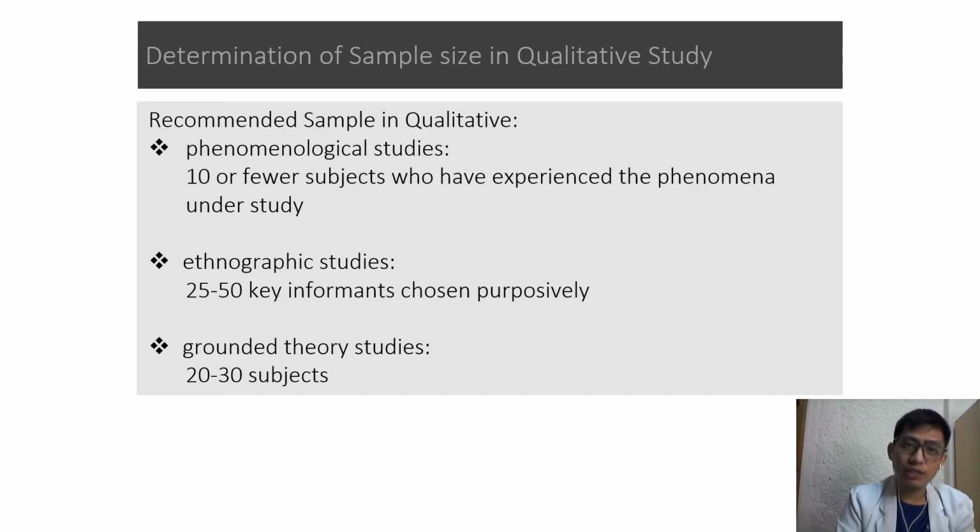The recommended sample in qualitative research is 10 or fewer, because again, you analyze simultaneously while doing your data gathering, and you do saturation. If the data is saturated already, even if you have only 2 or 3 respondents, if you're satisfied that it's saturated enough to explain the phenomenon, that is enough. Okay. Ethnographic studies use 25 to 50 informants chosen purposefully, and grounded theory studies use 20 to 30 subjects.